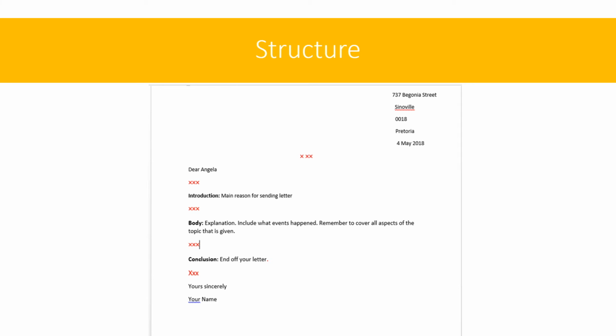Then you skip a line and you start off with your conclusion. You're ending off your letter here, you're rounding up any ideas that you've presented in the body. Then finally, you skip a line, write your sincerely, and then your name and surname.